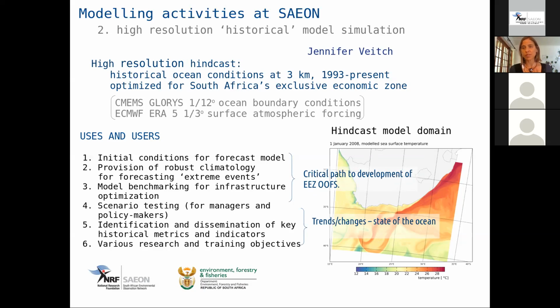But the importance of this is that it is on the critical path to developing a full forecast model of our exclusive economic zone, which is more or less that. I haven't included Marion's exclusive economic zone. But also it allows us to investigate long-term trends and changes within the system. And it can also be used for various research and training objectives, which is fantastic.